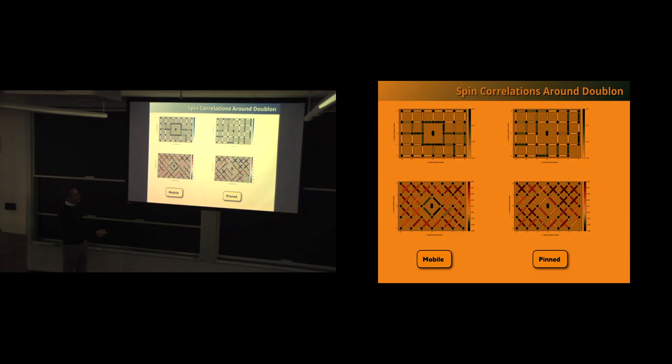And you can see in the pinned doublon, apart from statistical fluctuations, we can't really see any significant modification of the spin correlations around this impurity. It's really the mobility of the dopant that's crucial for modifying this antiferromagnetic background and forming the polaron. And of course, now we can go one step further. For future experiments, we're thinking about introducing several dopants and seeing how these polarons interact with each other.